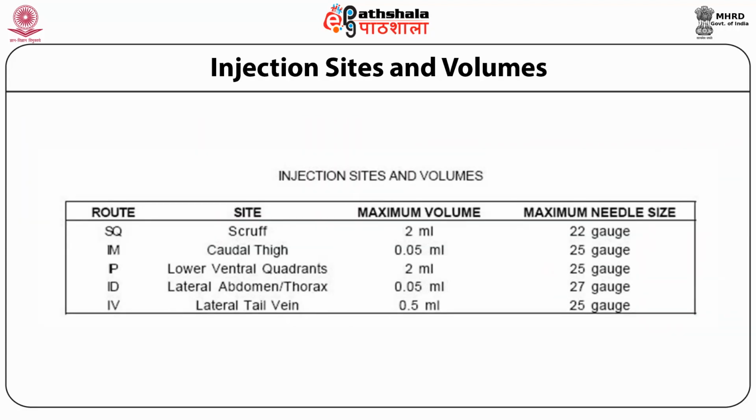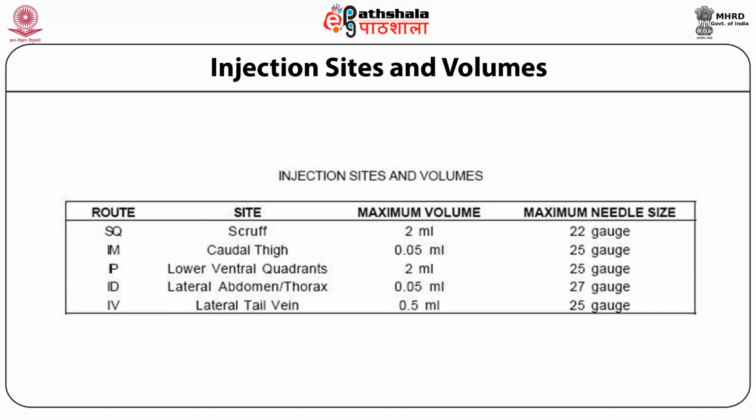This is a picture showing you the route and the maximum volume you can give. Subcutaneously, you can give 2 ml, and for intraperitoneal you can also give 2 ml. This is the maximum volume for intraperitoneal or subcutaneous. But intravenous, you should not go for more than 0.5 ml, and intramuscularly usually people don't practice because we will try to injure the sciatic nerve where it lies in the thigh region.